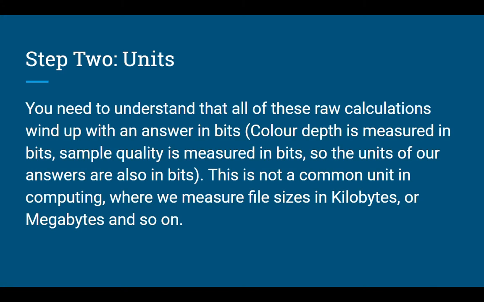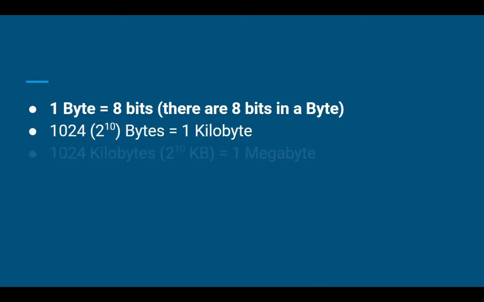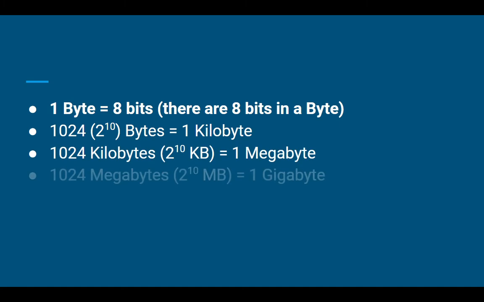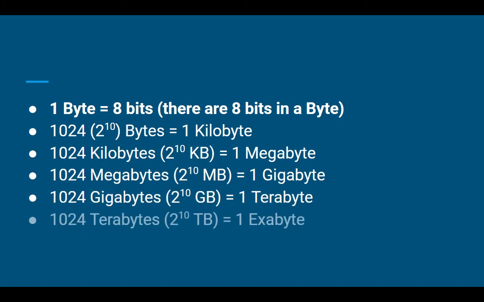Pick up your units. I've already said, we always start in bits. You've got to get to bytes, kilobytes, megabytes, and whatever on from there. So how do we convert bits to megabytes? We've already done this. 1 byte equals 8 bits. 1024 bytes is a kilobyte. 1024 kilobytes is a megabyte. 1024 megabytes is a gigabyte. And 1024 terabytes is an exabyte.